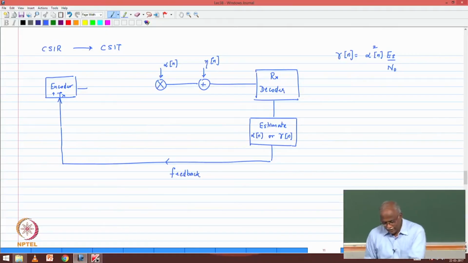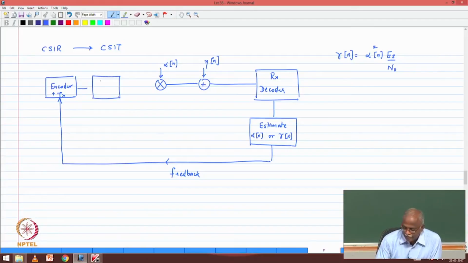Okay, now why didn't I draw the line all the way through? Because encoder, so what are some of the things that the encoder will change if it knows what the channel conditions are? It will change the rate that is captured inside the encoder. The other thing that it can change is the amount of power that is allocated. So that is why I have an additional block here. So let me call this power allocation, how much power you allocate, right?